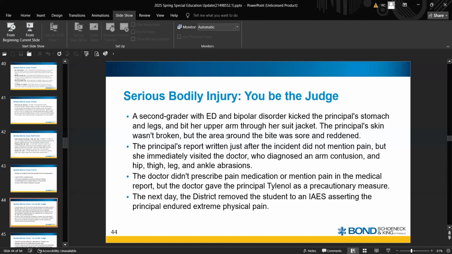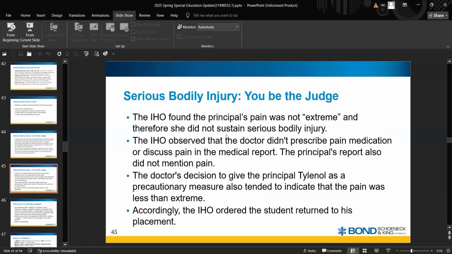So, what do you think? Is it going to stand? A lot of heads shaking no. Okay. You were correct. All right. The IHO found principal pain was not extreme, therefore did not sustain serious bodily injury. The IHO noted that the pain medication wasn't prescribed. Pain wasn't even discussed in the medical report. The principal's report also didn't mention pain.